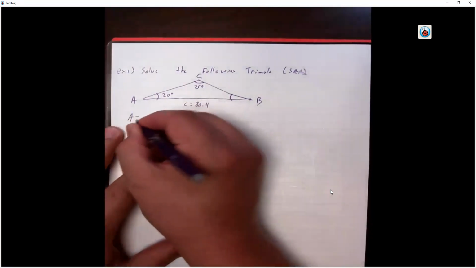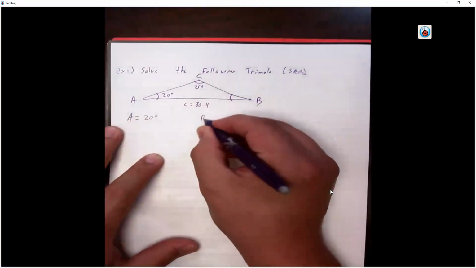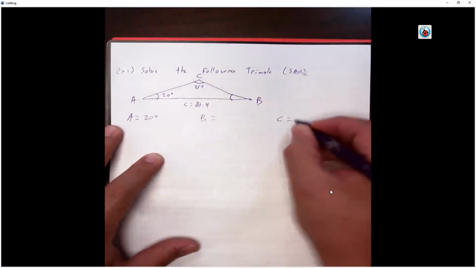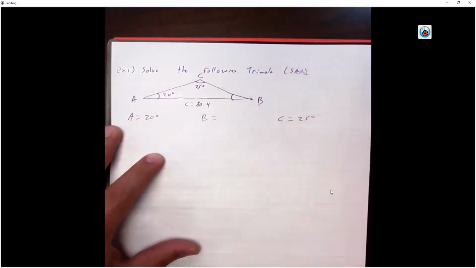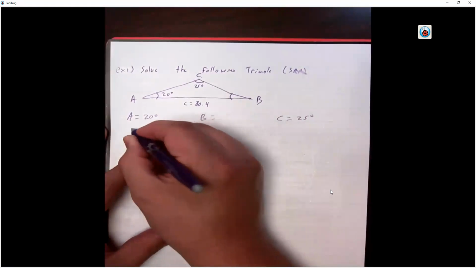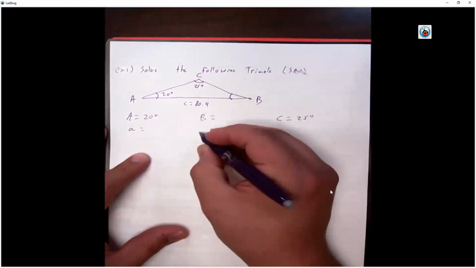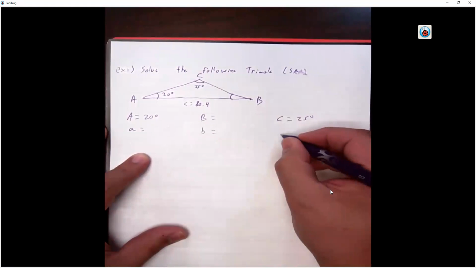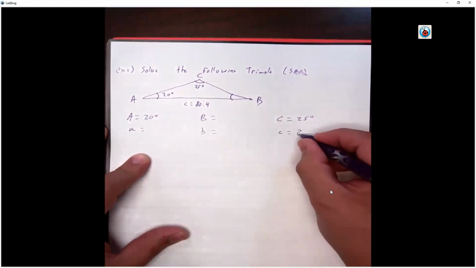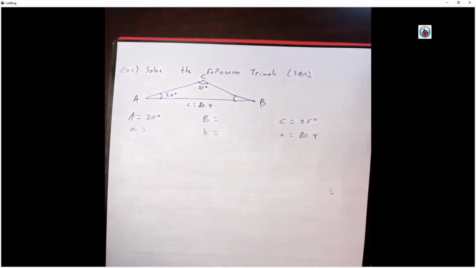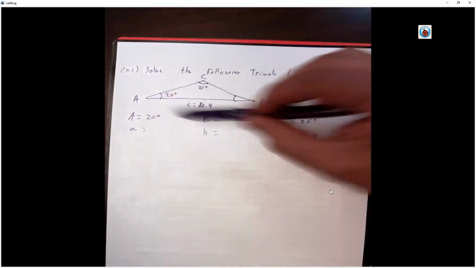So capital A, I have that. Capital B, I do not. Capital C, it's 25. Then I'll write the corresponding sides. I do not have a little a or a little b. Little c is 80.4. Okay, so I got everything that was on this triangle.